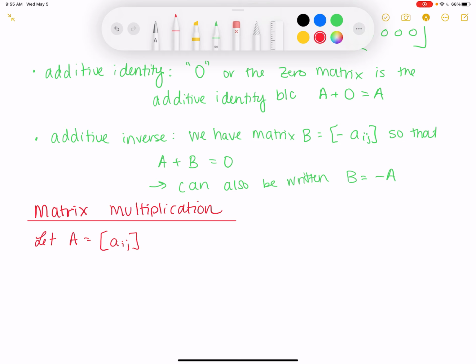Let A equal A sub ij, an M by R matrix. Notice this one's going to be different.